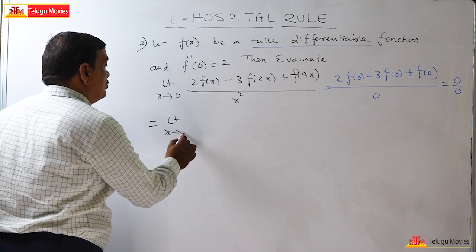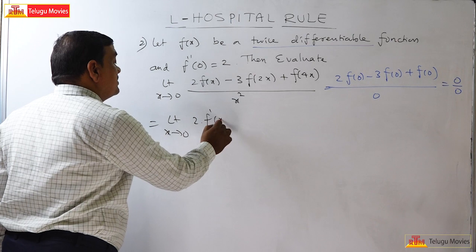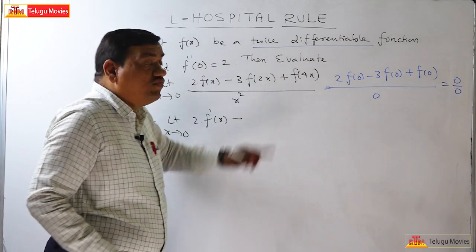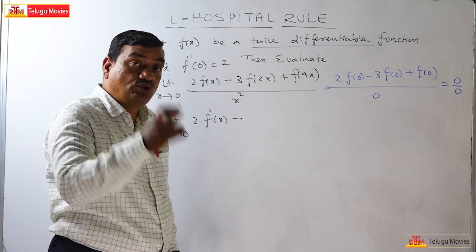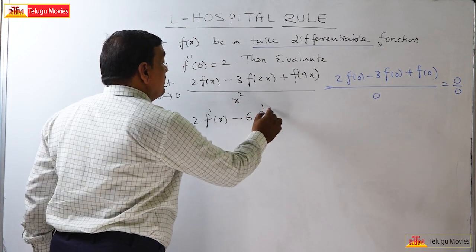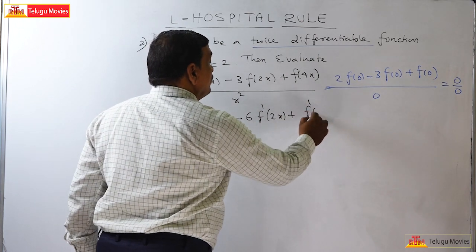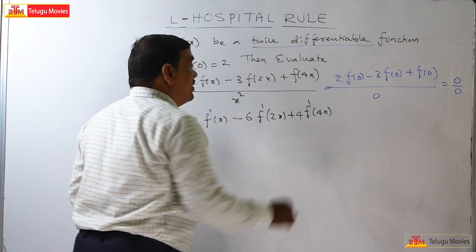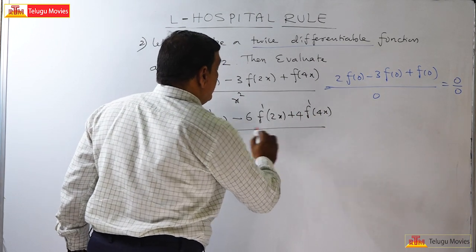Limit x tends to 0. 2 times f of x, derivative is f dash of x, minus f of 2x, derivative is f dash of 2x, and the derivative of 2x is 2. Already 3 is there, we can write directly 6 times f dash of 2x plus f dash of 4x, and the derivative of 4x is 4. So whole divided by x square, derivative is 2x.